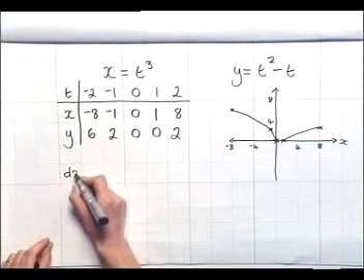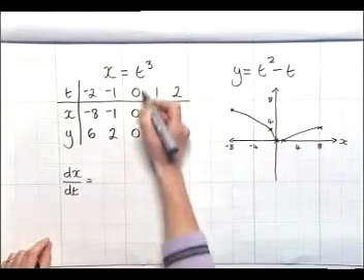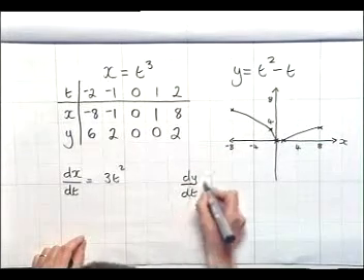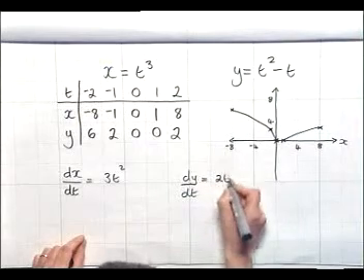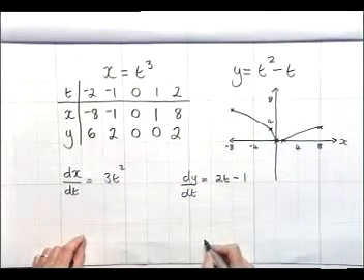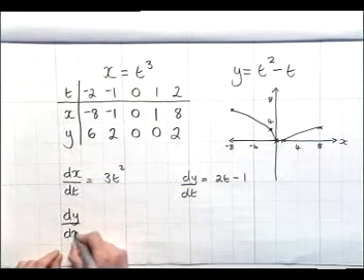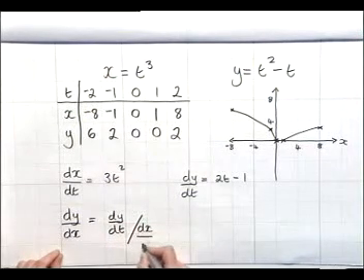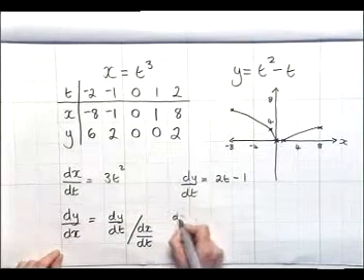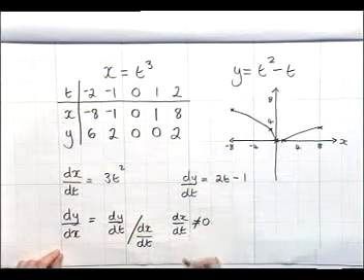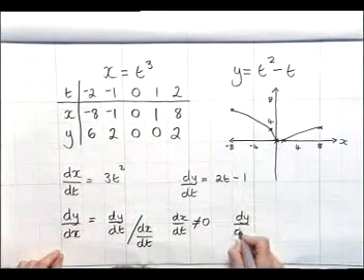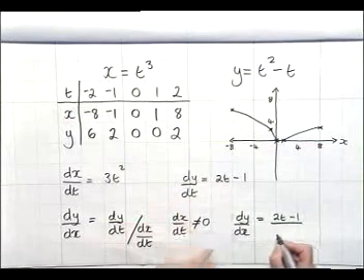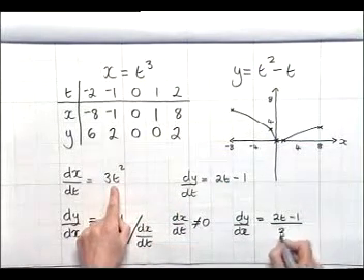So, as before, dx by dt, the derivative of t cubed is 3t squared, and if we look at dy by dt, the derivative of t squared is 2t minus 1. Again, using the chain rule, dy by dx is equal to dy by dt divided by dx by dt, and again assuming that dx by dt does not equal 0. So if we substitute for our dy by dt, we get 2t minus 1 divided by our dx by dt, which is 3t squared.